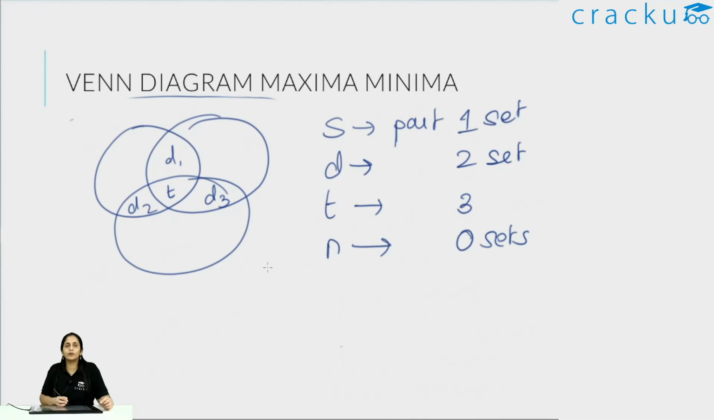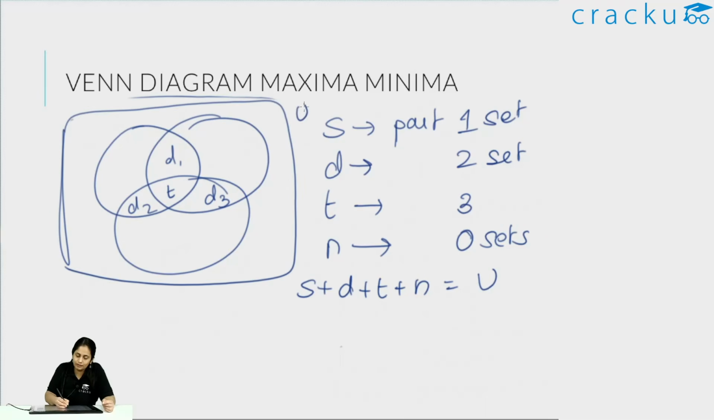Now what can you see over here? You see that S plus D plus T plus N is equal to the universal set, that is the total value that is there. N is that which is part of no set as such.